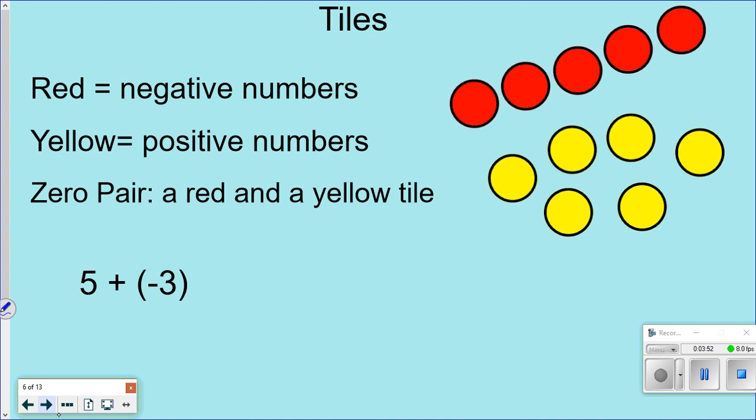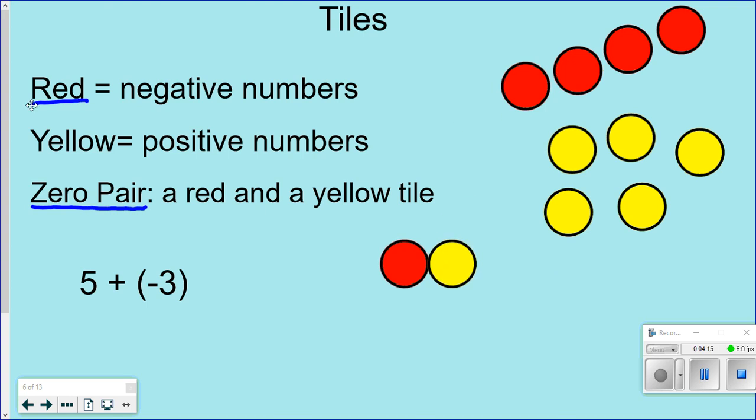A few things you need to know for tiles are: red are negative numbers, yellows are positive numbers, and 0 pair, this is another really important vocab word, so please get that down in your notebook. A red or a 0 pair is a red and a yellow tile together. If you remember back to the first slide, we talked about a number and its opposites canceling out. This represents a number and its opposite canceling out, because this would be like a positive one and this would be a negative one. So these represent a canceling out situation.